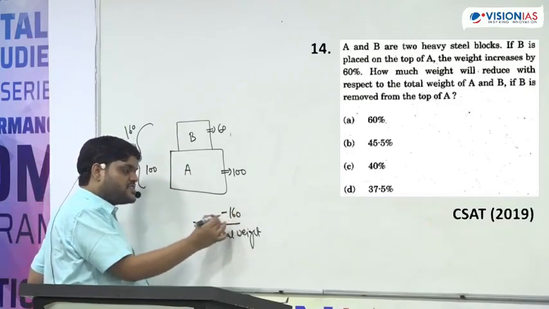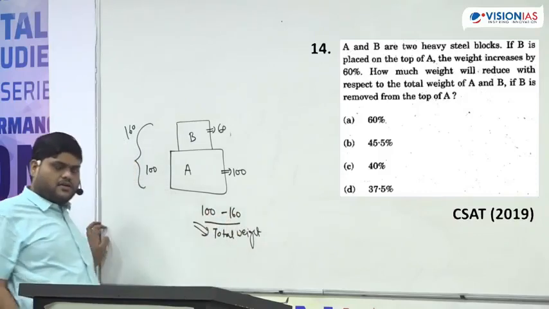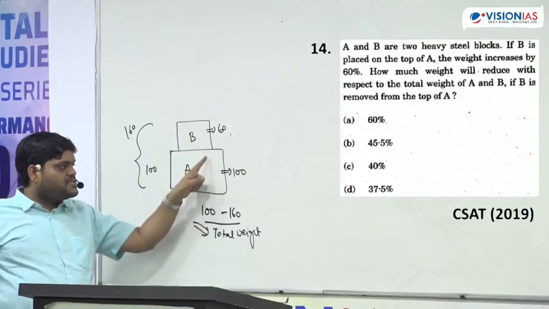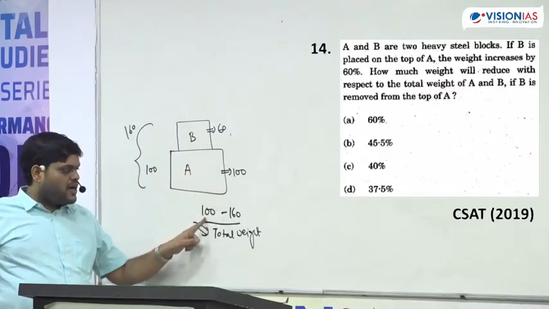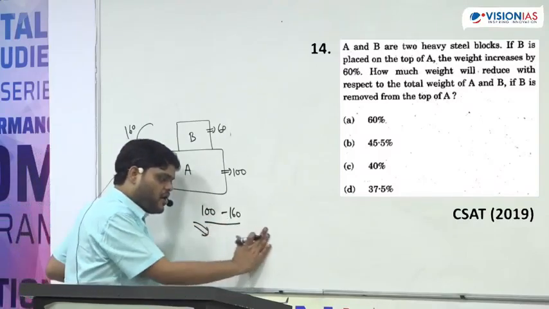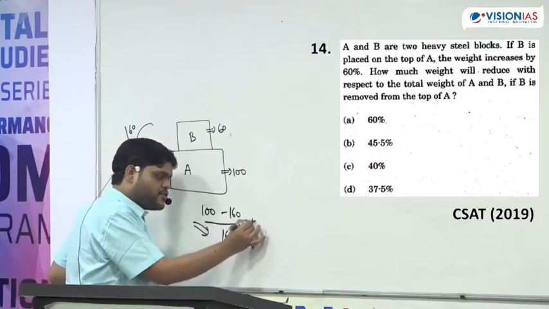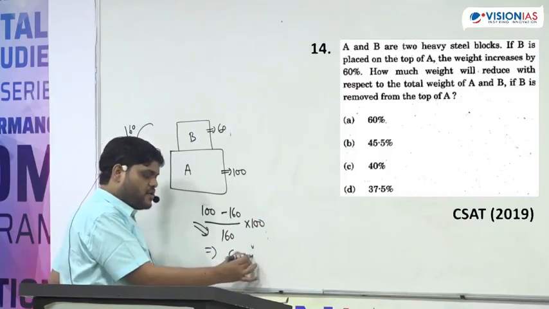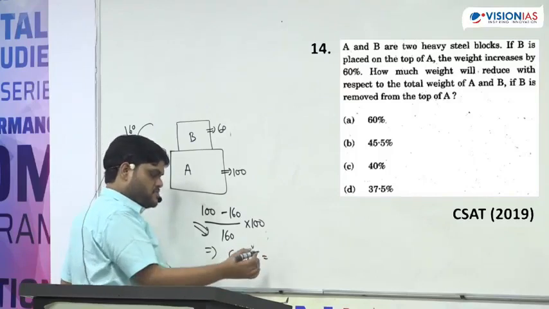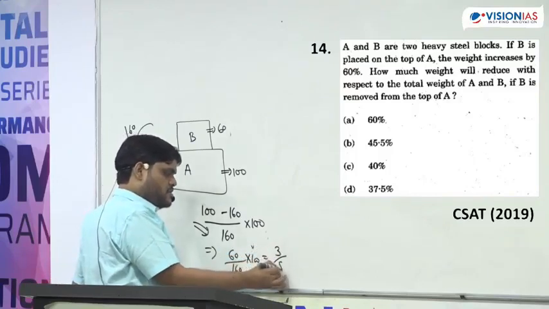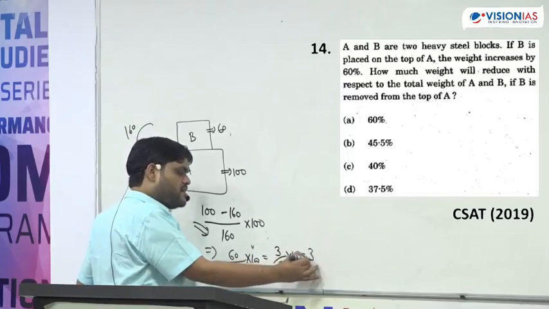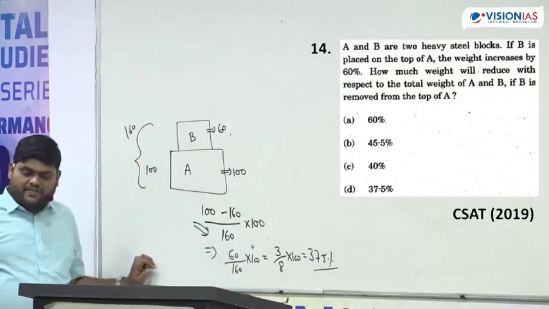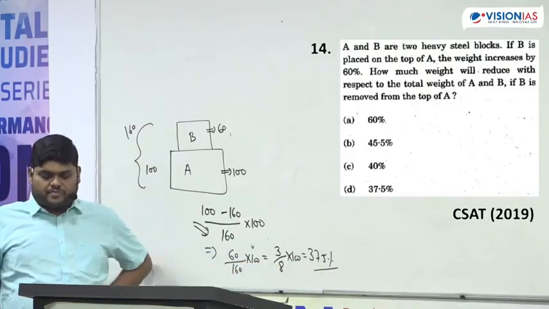Total weight is 160, now weight is 100. Now weight is 100, because when you remove B, what will happen? The total weight becomes 100, or not? So (100 minus 160) upon 160 into 100. So this becomes 60 upon 160 into 100. That is 3 upon 8 into 100, which will give us 37.5%.